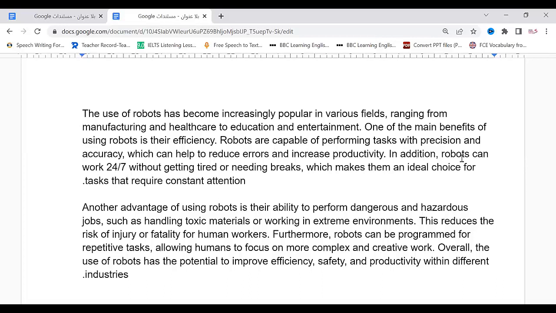In addition, robots can work 24/7 without getting tired or needing breaks, which makes them an ideal choice for tasks that require constant attention.